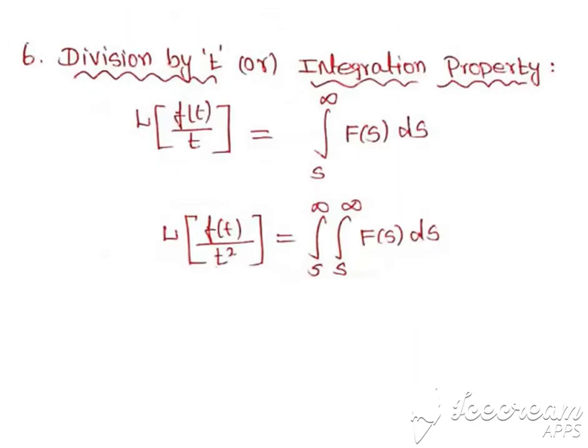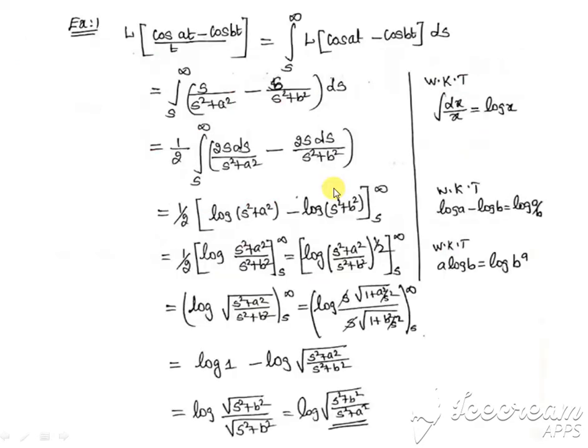Then the sixth property, division by t or integration property. So Laplace of f of t by t is equal to the integral from s to infinity of F of s ds, and if Laplace transform of f of t by t squared is asked, we have to put a double integration with respect to the limit s to infinity. One simple example: Laplace transform of (cos at minus cos bt) divided by t.